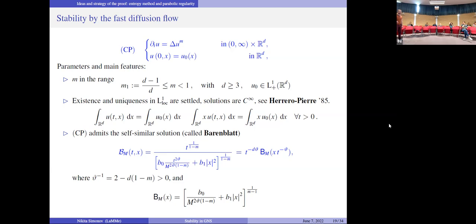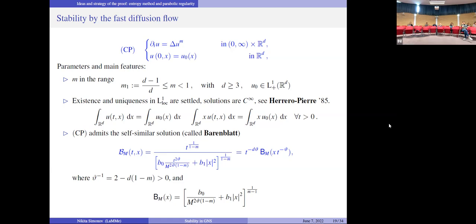So we know that if your initial data is in L1, the solution will be in L1. They conserve mass this way. They will conserve the center of mass as well. And the solution will be C infinity. This was already done by Herrero and Pierre. Now, one interesting thing is that this equation admits a family of self-similar solutions, which are generally called Barenblatt solutions or Barenblatt-Pattle solutions. Basically, you can find the solution by scaling in time with this law, a stationary profile B_M, which is written here. The letter M here is the mass.